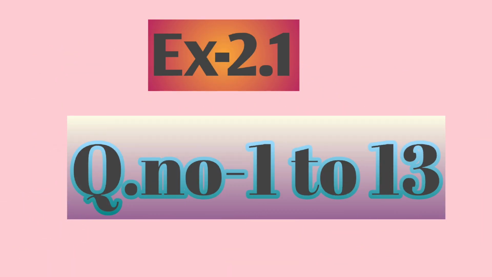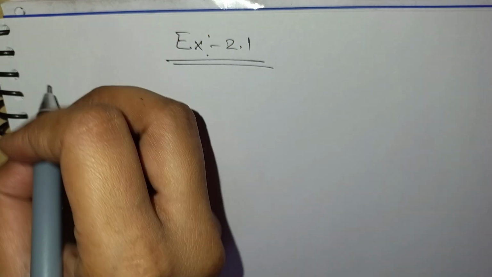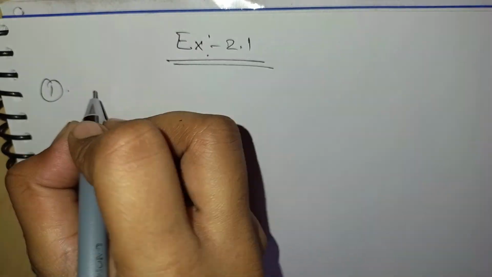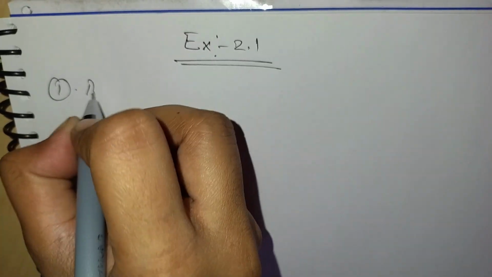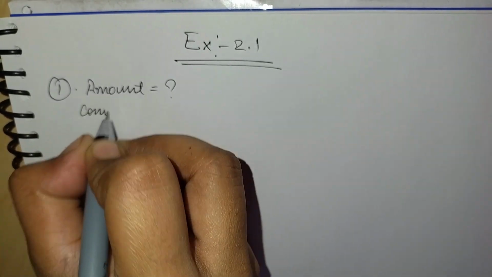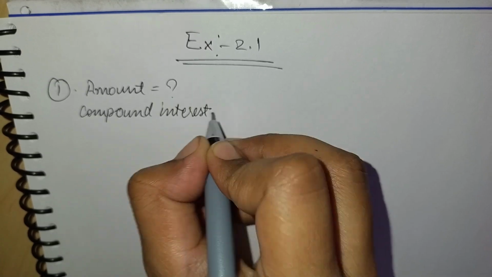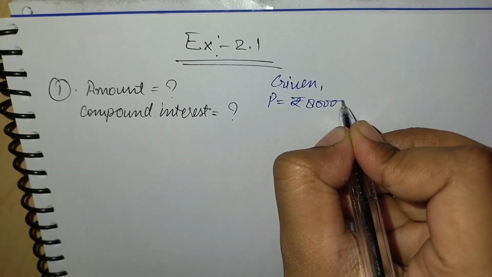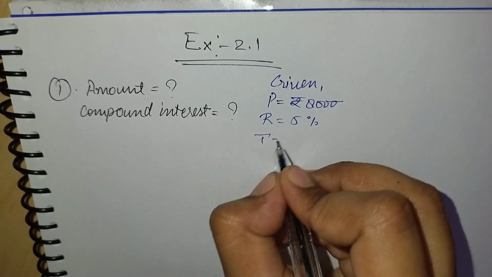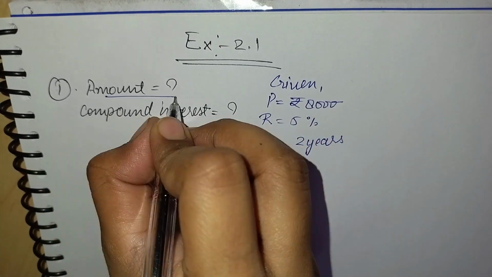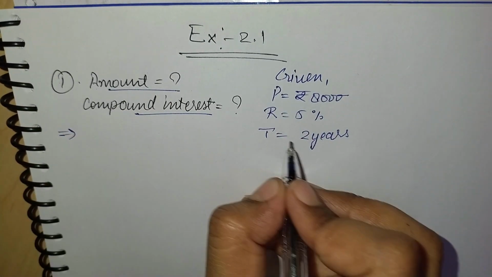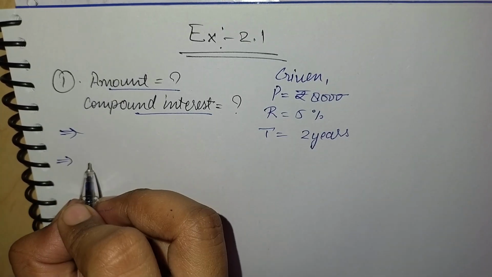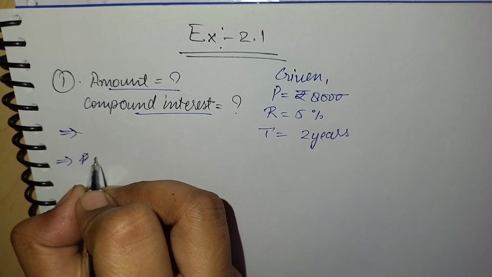So here we are going to solve exercise 2.1 question number 1 to 13. So let's start solving. Exercise 2.1. Here the first question says that find the amount and the compound interest on rupees 8,000 at 5% per annum for 2 years. So we have to find the amount and compound interest. We have principal value as 8,000, rate as 5% and time period as 2 years. So let us find the interest of first year by PRT by 100 method.